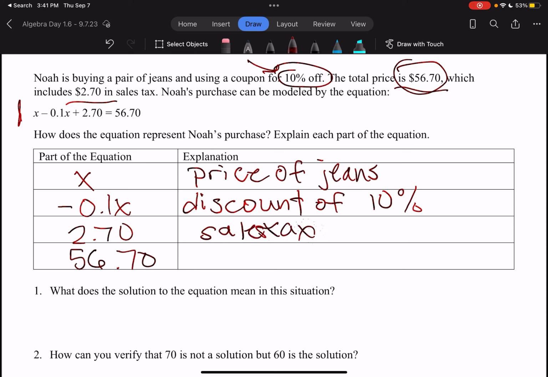Sorry, that T just didn't turn out good. Let's try this again. Here we go. Sales tax. And then 56.70, it told us, is the total price. So this is just a way to break down the equation that we're given.